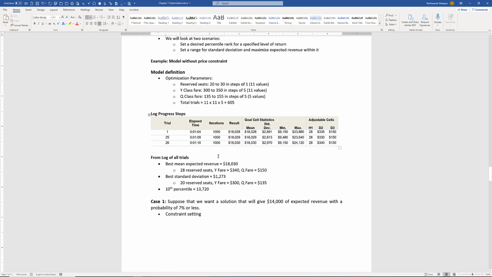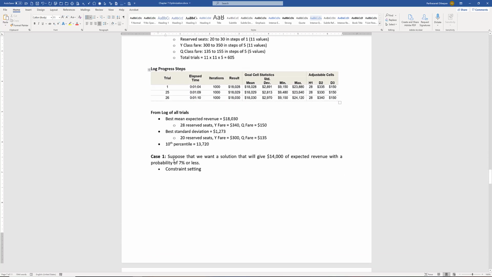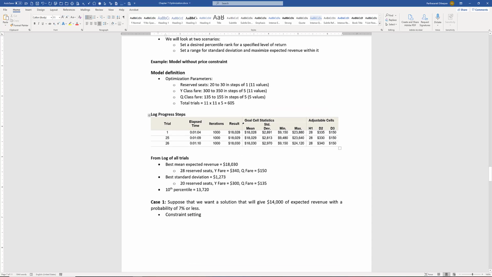Okay, so that's going to be the basis for our first example. So what if, suppose that we want a solution such that we can make $14,000 with only a 7% risk. So that's the standard that we want to set. And then how do we go about doing that? So here are the results from all the 605 trials, but we want to set a more precise goal for us, and this is going to be analyzed using the efficient frontier approach.